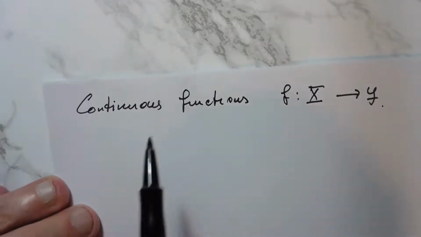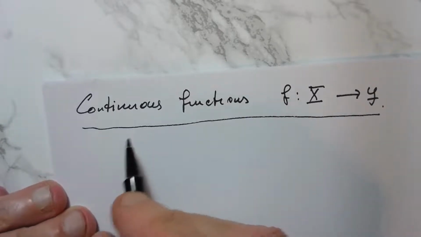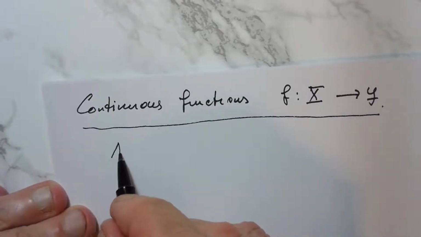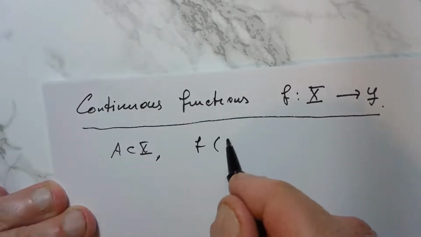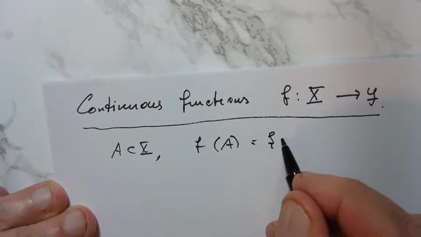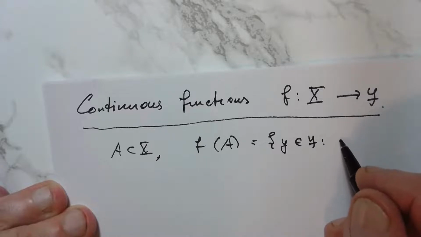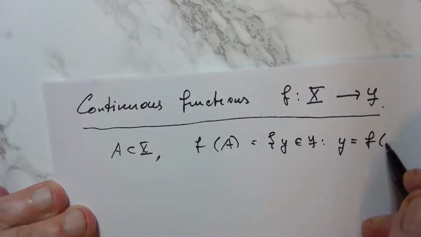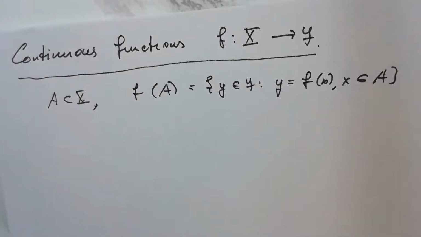And here is a theorem which is very, very important. So I'll remind you that if I have a set A in X, then I can form an image of this set, f of A. And so this will be the set of all y in Y, such that y is equal to f of x for some x in A. So this is a definition of an image of a set.